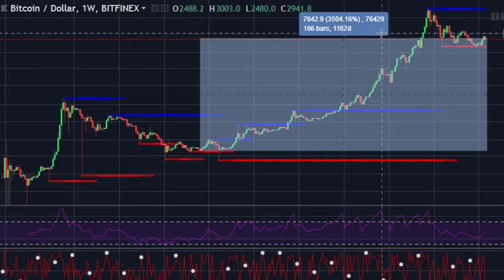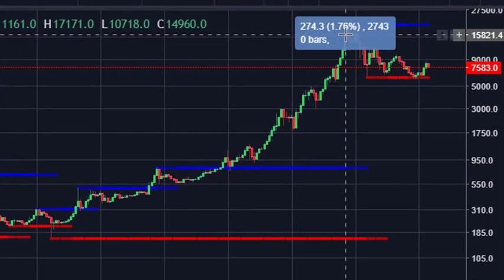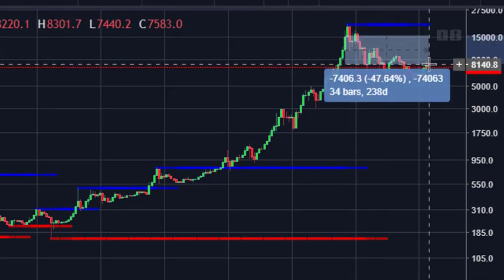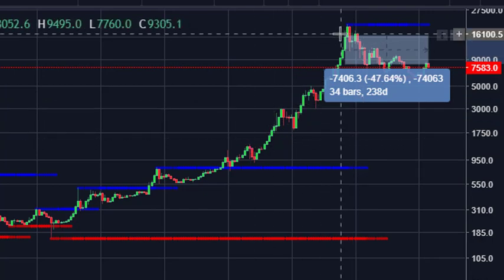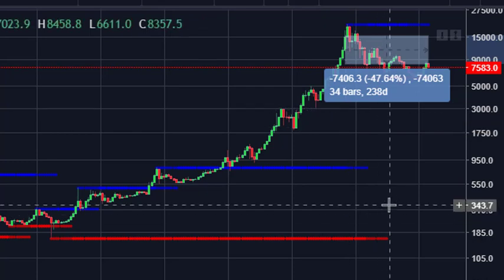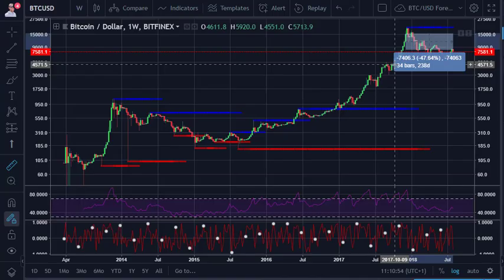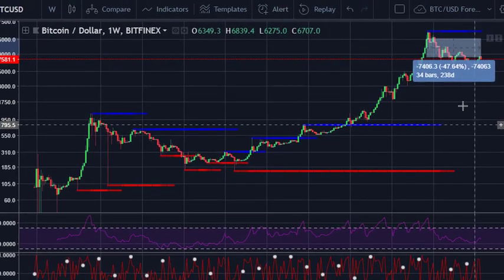that would be a 3,504% increase. Now conversely, if you had bought in the run-up to the all-time high on 4th of December 2017 and you sold today, that would have been a loss of 47%. So it's not always a good time to buy when the price is going up rapidly like this. It was going up extremely rapidly, and whenever that happens, there's normally a correction afterwards, as we are seeing at the moment.